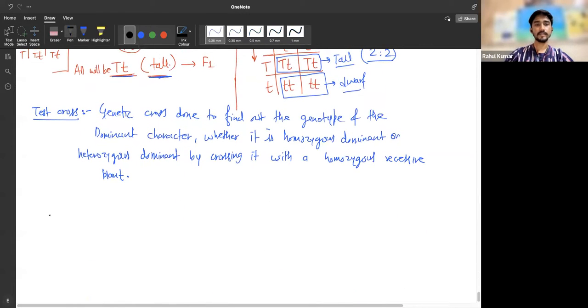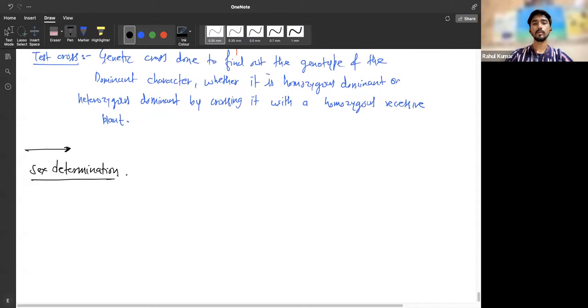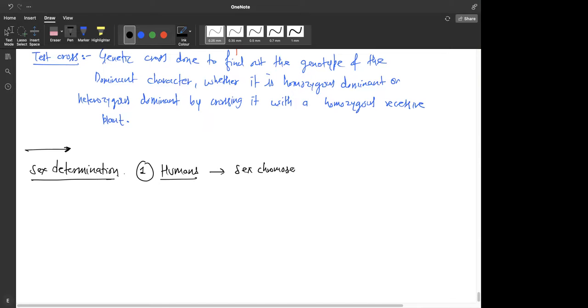Now today we have to start with the concept of sex determination. Genetic sex determination is an interesting concept in biology, and you already know about humans, right? So the first thing to study, which we have already done in previous chapters, is humans. Now tell me, how is sex determined in humans? Through sex chromosomes, right? What are the sex chromosomes?